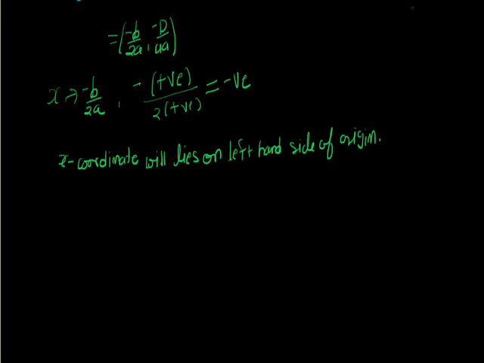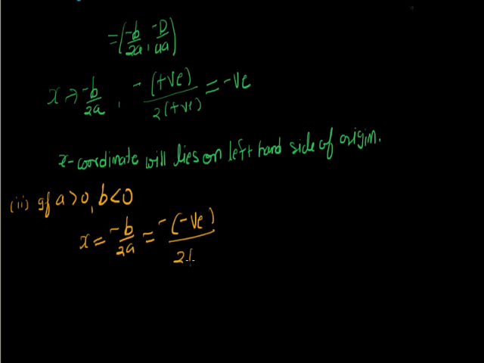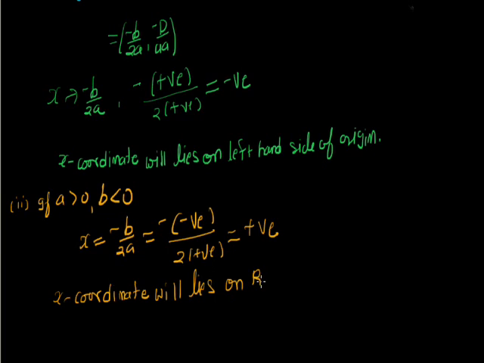In the second case, if a is positive but b is less than 0, means a and b are of opposite signs, then the x coordinate is minus b divided by twice a. Again, b is negative and a is positive, so the overall quantity comes out to be positive. So in this case the x coordinate will lie on the right hand side of the origin.